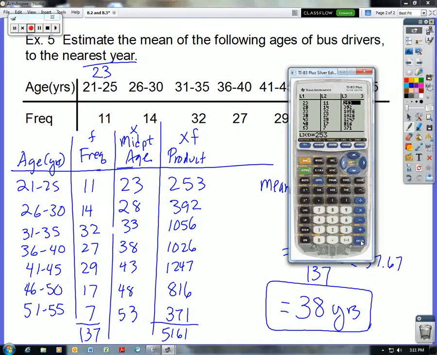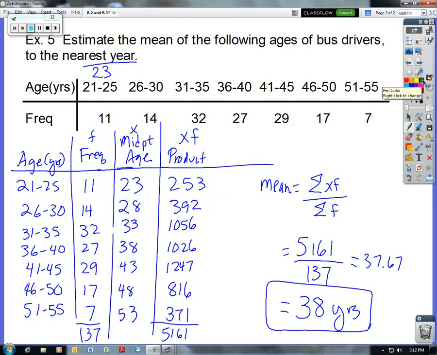The second cool thing is we can get our calculator to sum these columns for us as well. What I'm going to do is come over here. I'm going to label these. I have my X in L1. It's really important to label these. My F's are in L2 and my product is in L3.